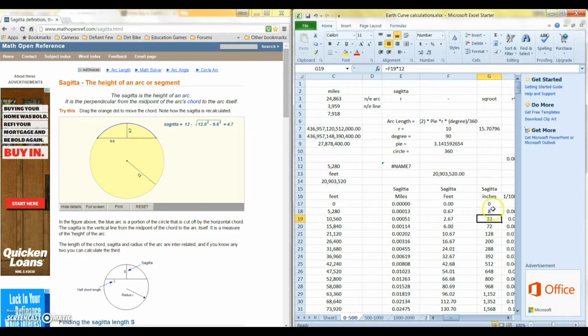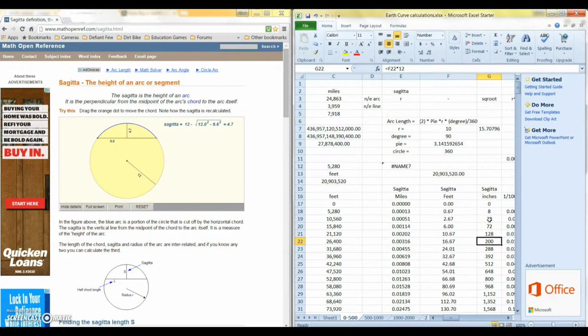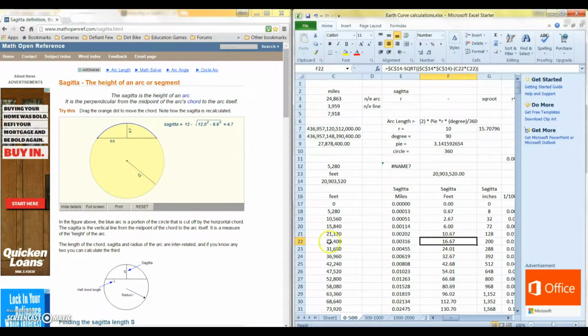So the first mile is 8 inches, second mile is 32, third 72. So you can see that we just go through here. After 5 miles, it's 200 inches. Now, I don't like playing with inches anymore, so I'll jump back to feet. It's just a little bit easier to deal with feet and knowing how far that is. So after 5 miles, it's 16.67 feet.